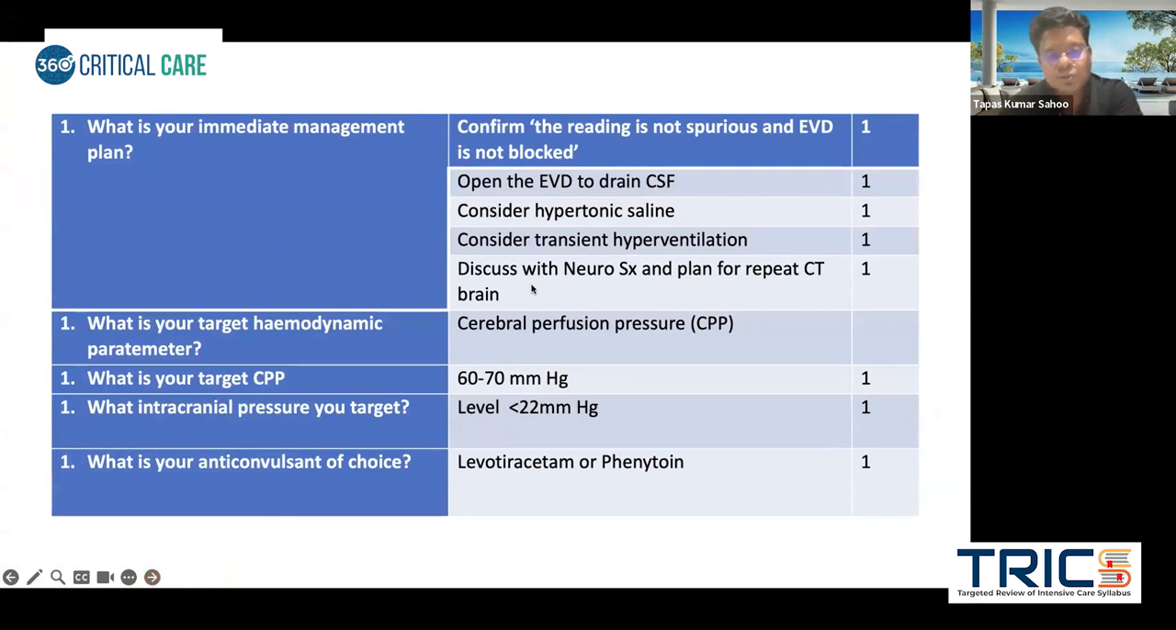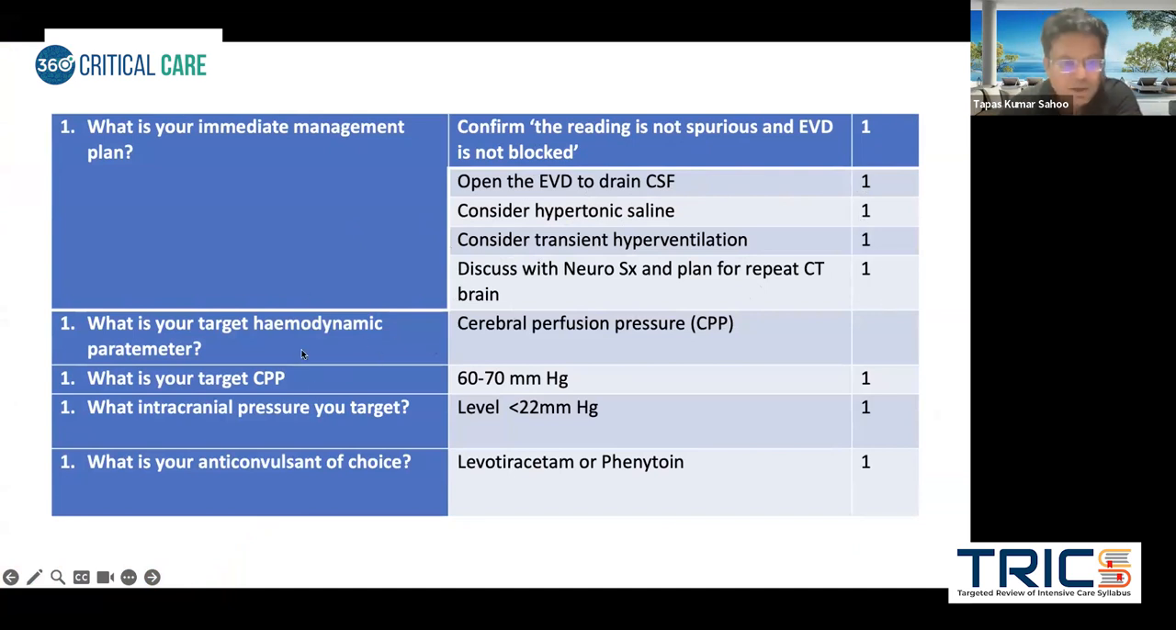So the answers would be: confirm the reading is not spurious and the EVD is not blocked. That should be answer point number 1. Open the EVD to drain CSF, consider hypertonic saline, consider transient hyperventilation, discuss with neurosurgery and plan for repeat CT brain. So if you are answering like this, you would get 1, 1, 1, 1.